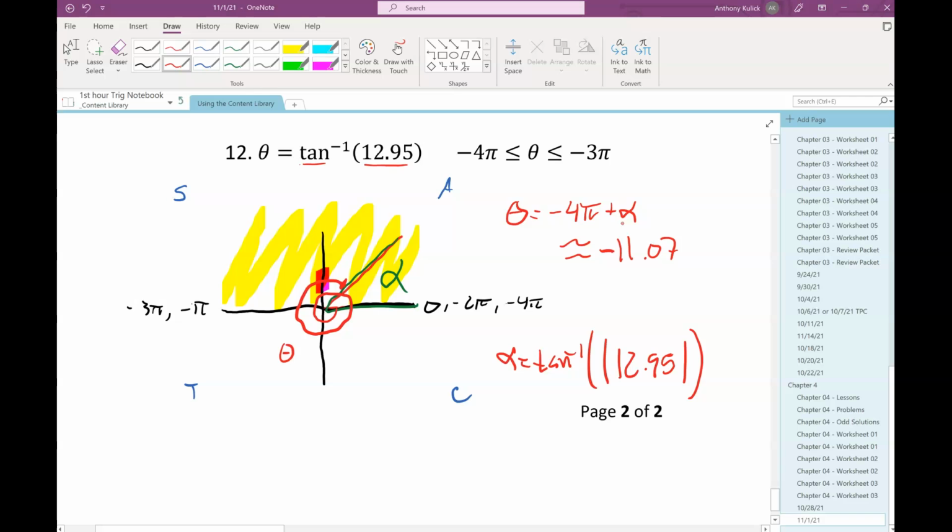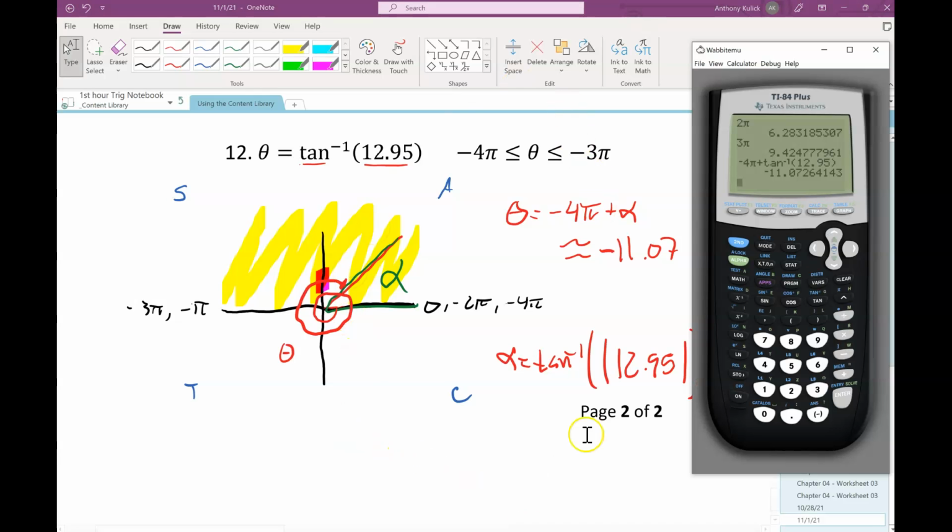And again, to check this, we can do tangent of that value. And that should give us 1295, which it did. And then I'd want to check that that number is bigger than negative 4 pi, which it is, and smaller than negative 3 pi, which it also is. So we're good.